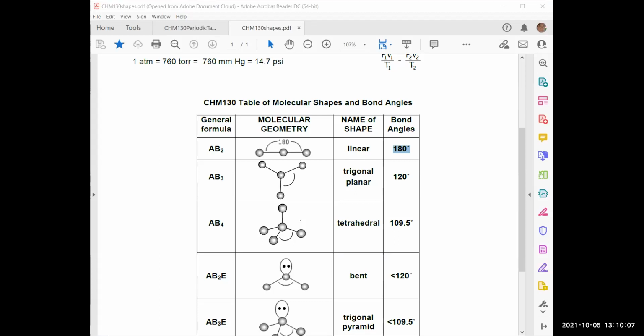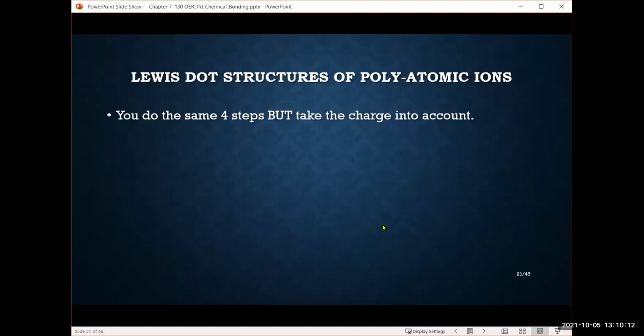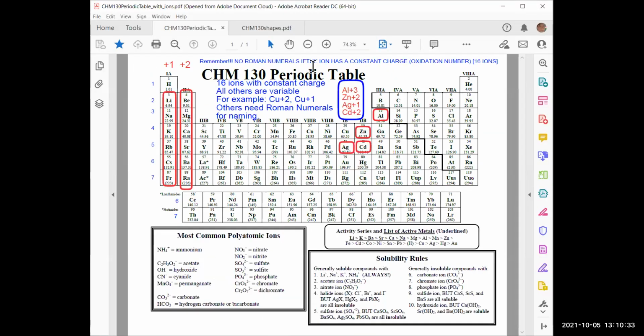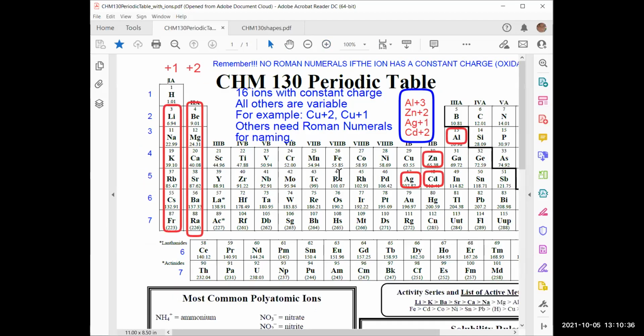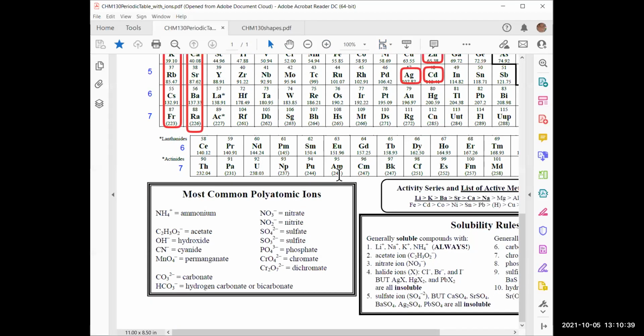All right, so now that brings us to Lewis dot structures for polyatomic ions, okay? Now, we use the same process. The only difference is these are ions. And normally, these ions that we're working with, let me direct you back to the periodic table. And if you look at the periodic table on the bottom left, we have a table labeled most common polyatomic ions. So these are packets.